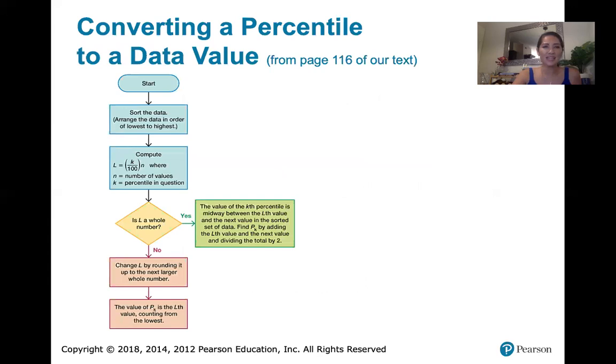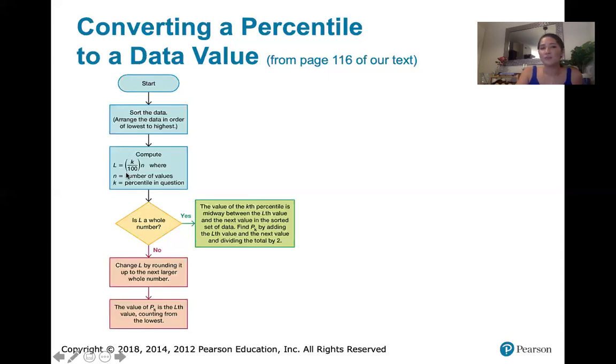Now this is a flowchart. I think it's an excellent flowchart. It allows you to convert from a percent to a data value. This is on page 116 of our text. This is the algorithm that we're going to use to find a percentile in a data set. So here's the outline of it. Basically, we're going to sort the data. You put it in order from smallest to largest, and then you compute that locator.